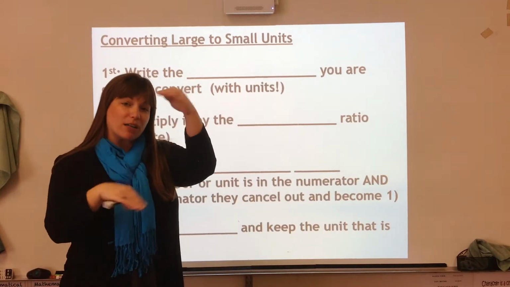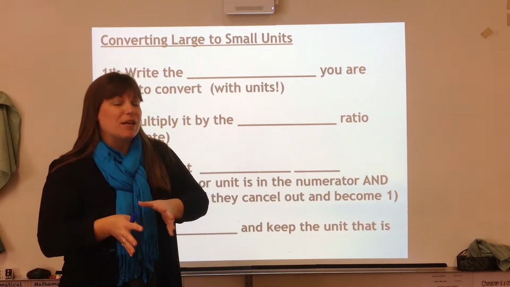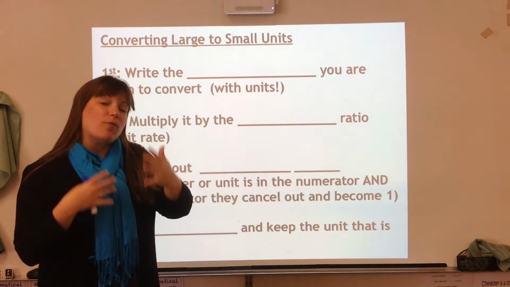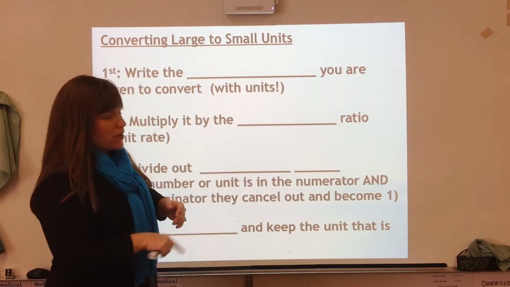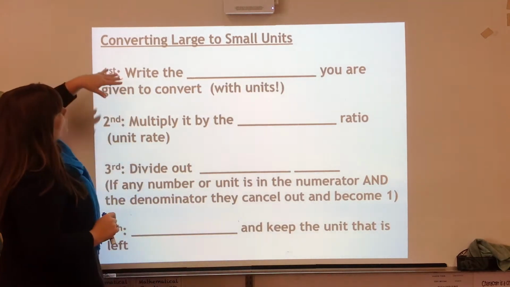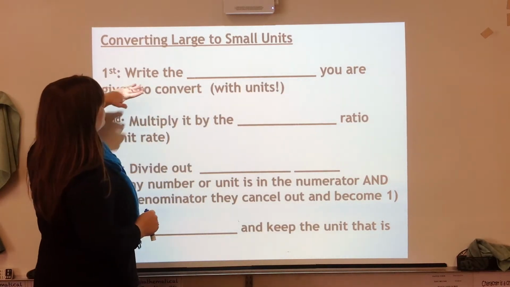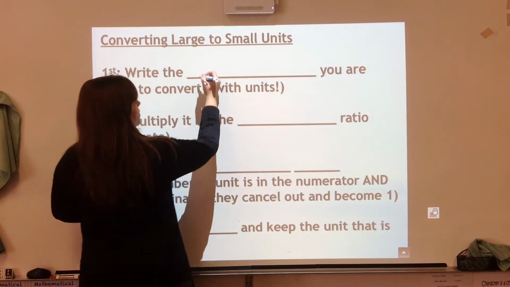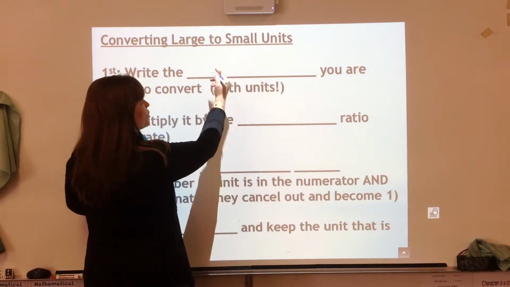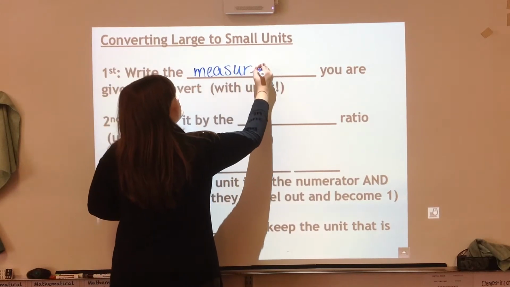You'll notice 2 boxes on your note sheet. The steps are pretty much the same. I did it twice just to help us practice what they are, and there's a little tweak for the second one. So when we're converting using ratios and dimensional analysis, we are going to write the measurement we are given to convert with the units. That's the dimensional analysis part. So this is the first thing you have to fill in.